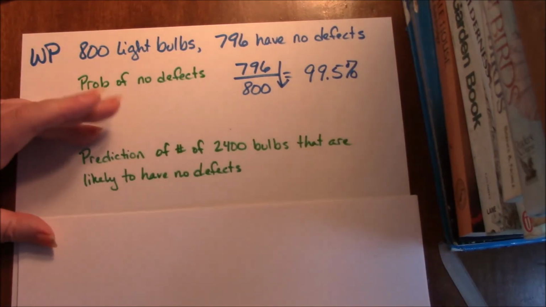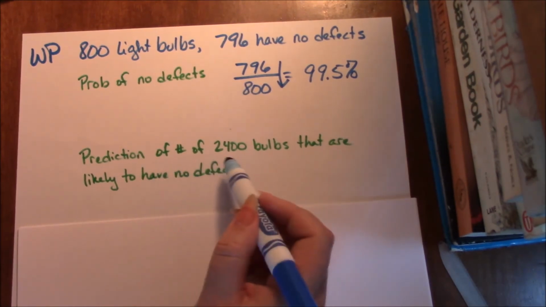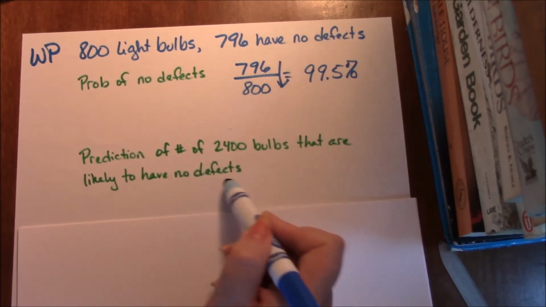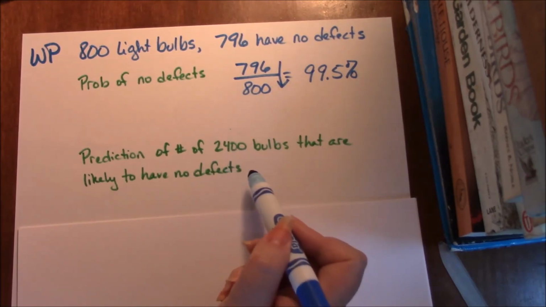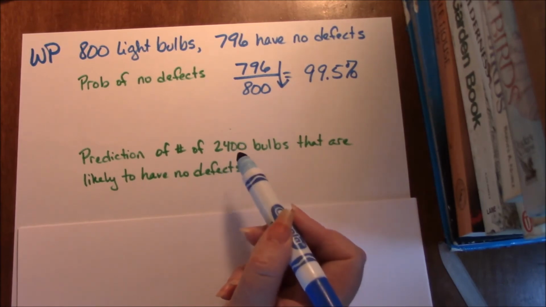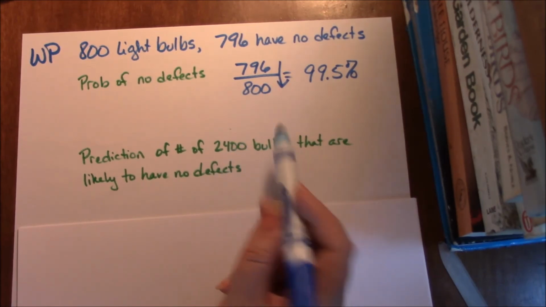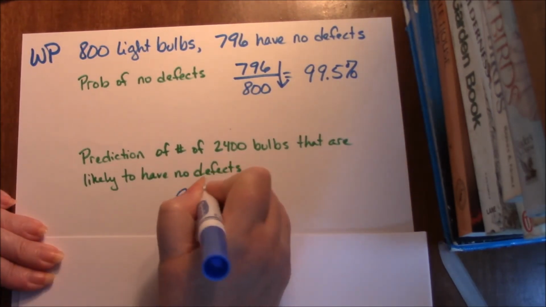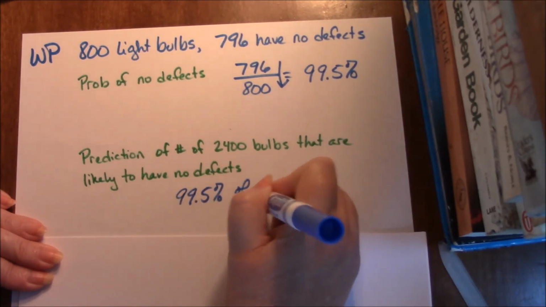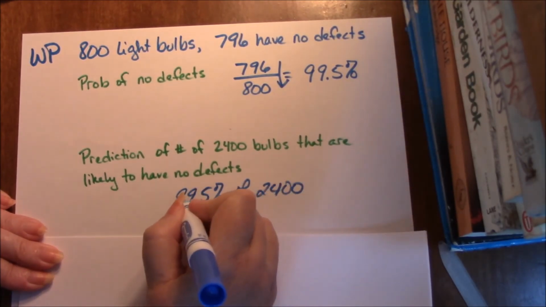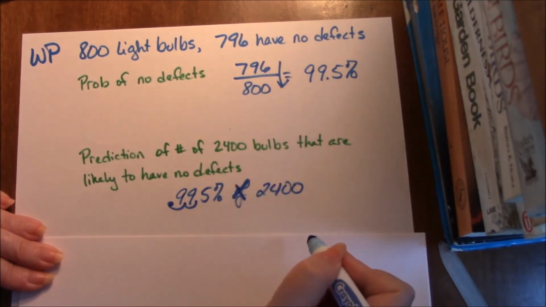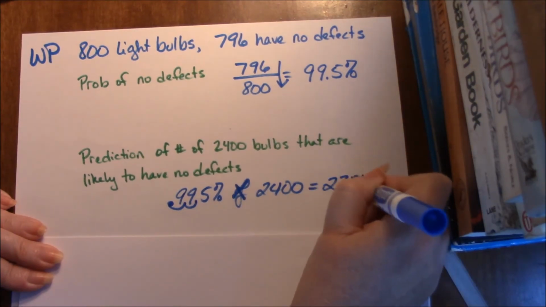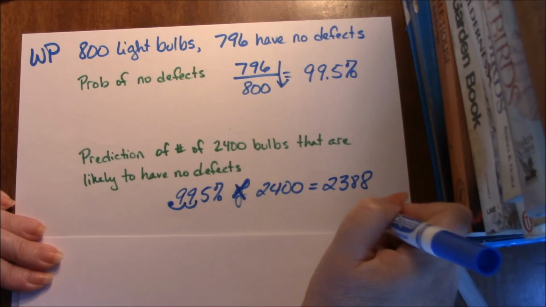Well, then let's apply that. What if we had to predict the number of light bulbs out of 2,400 light bulbs that are likely to have no defects? If I get another shipment of light bulbs and there's 2,400 in there, how many of them are going to be good based on this experimental probability? So I'm going to find 99.5% of 2,400, which means I'm going to turn this into a decimal and I'm going to multiply. And I'm going to see that 2,388 of them will have no defects.